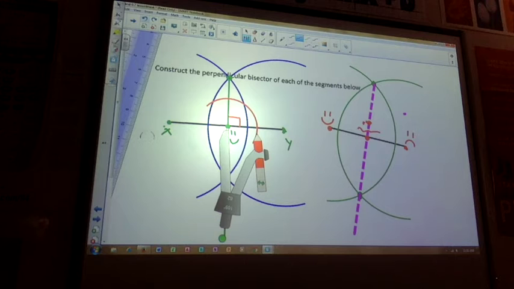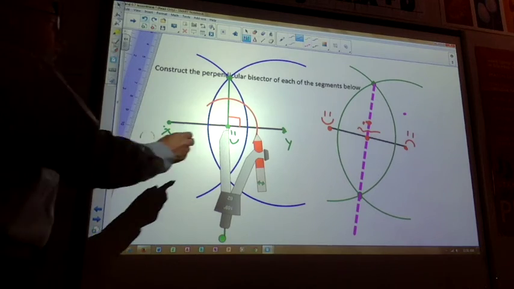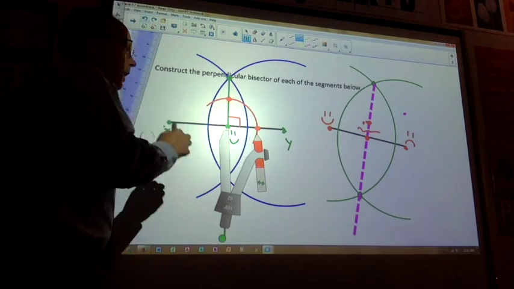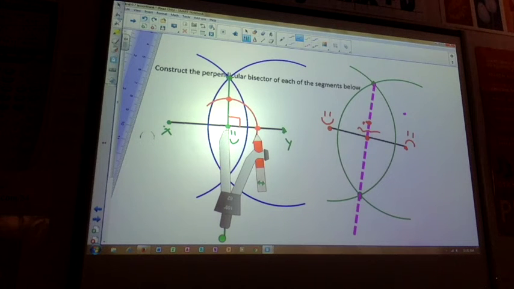Where that red arc intersected the black line as well as the green line, as well as the blue, but we're just worried about the black and the green, because the black and the green right now create a 90-degree angle. So I have a point right here and a point right here. Do you agree? We can label those if we'd like. There's no reason to. Okay?